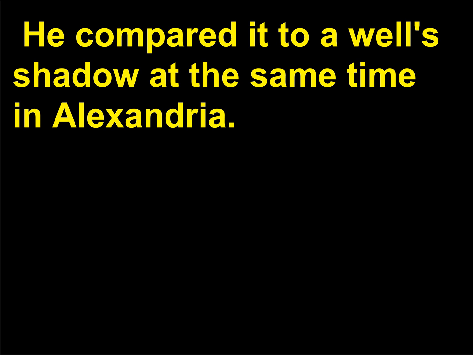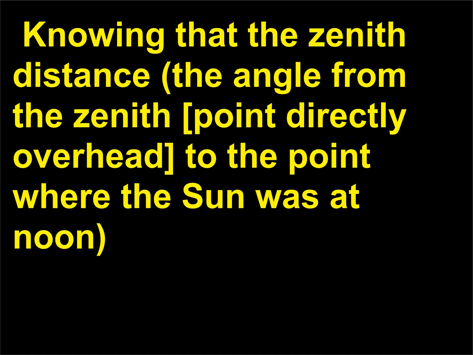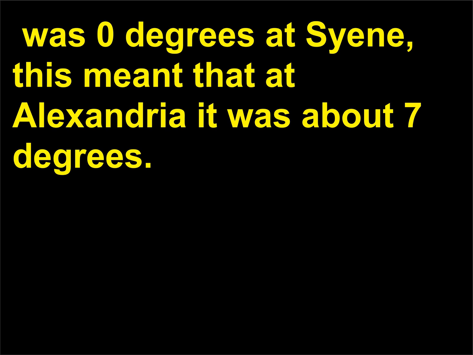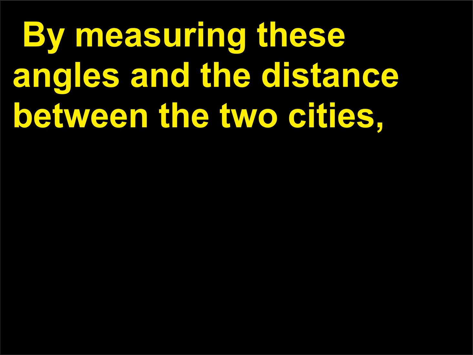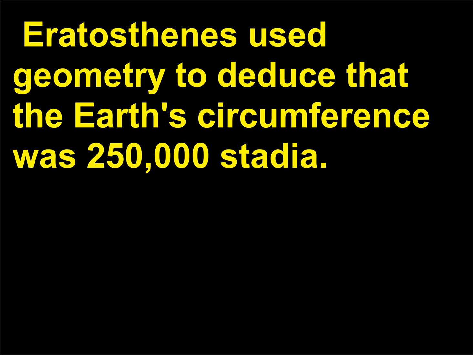knowing that the zenith distance, the angle from the zenith point directly overhead to the point where the sun was at noon, was 0 degrees at Cyene. This meant that at Alexandria it was about 7 degrees. By measuring these angles and the distance between the two cities, Eratosthenes used geometry to deduce that the Earth's circumference was 250,000 stadia.